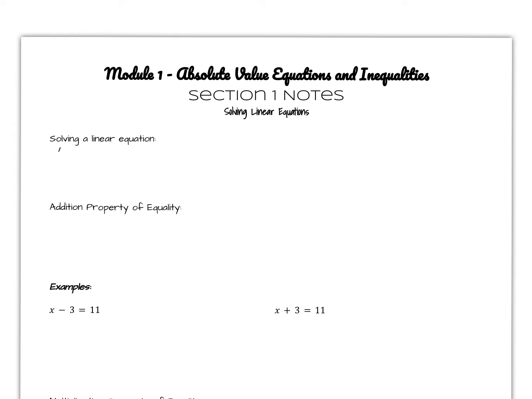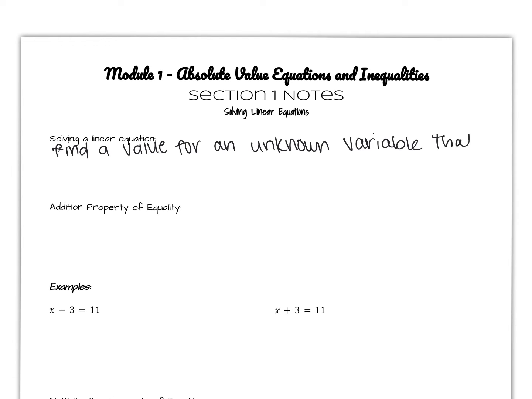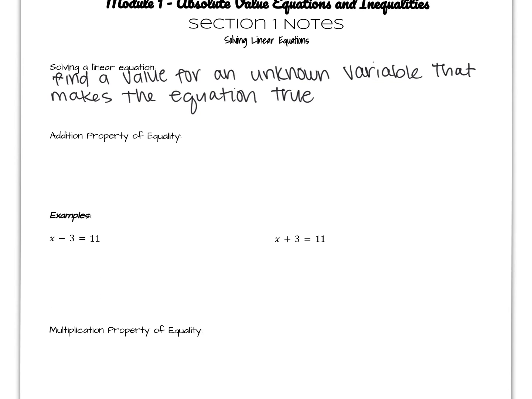When you solve a linear equation, you find a value for an unknown variable that makes the equation true. And there are various levels of difficulty for solving a linear equation. The most basic form is solving using the addition property of equality.